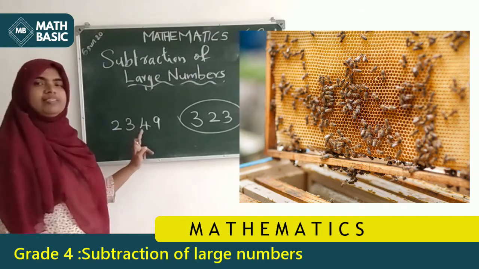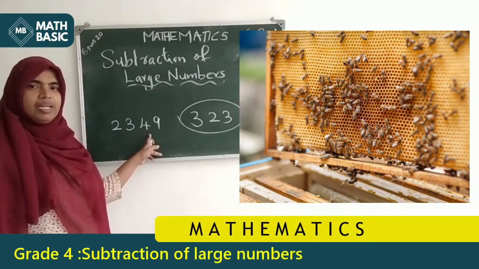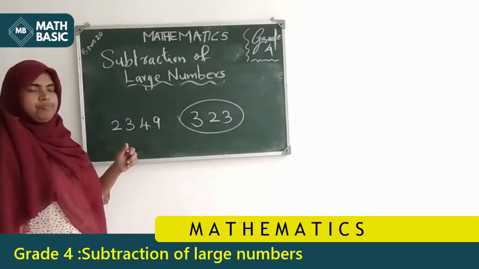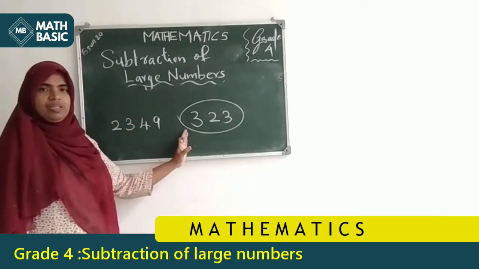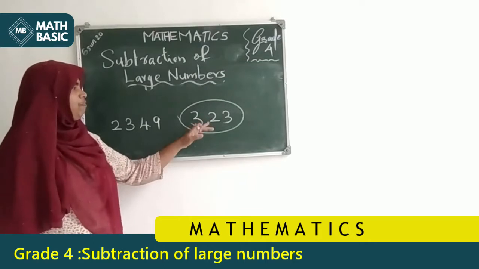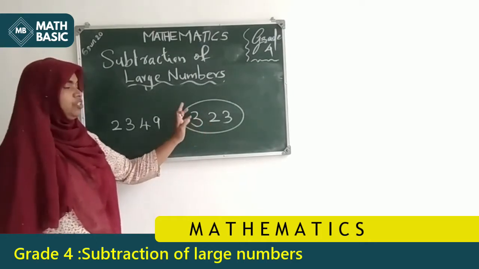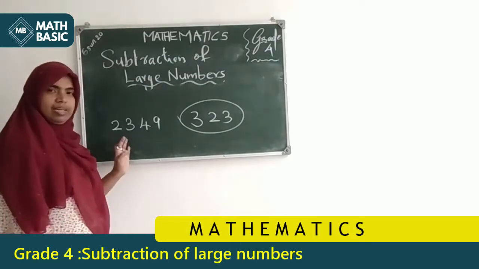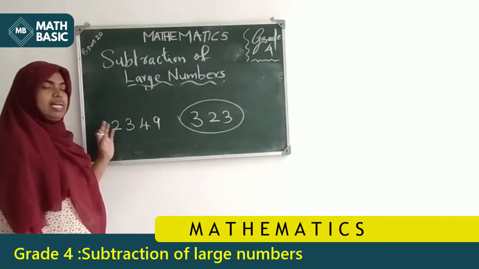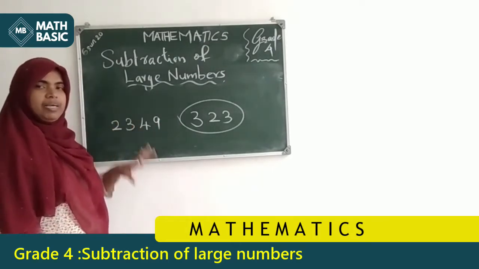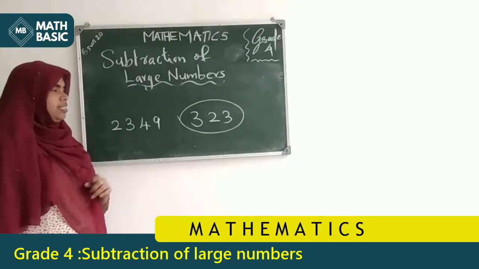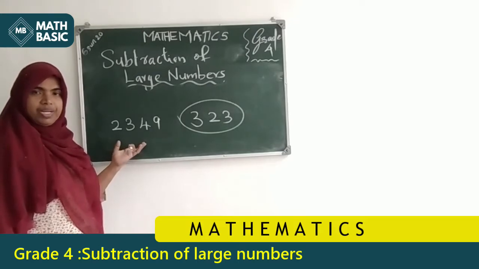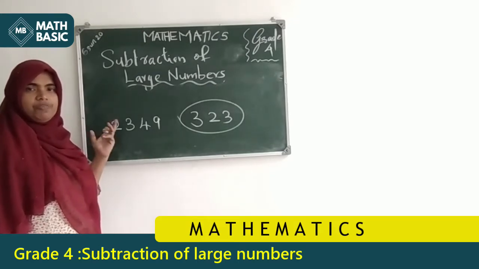I will say the question again. Here, 2349 honeybees in a beehive. Two children made them fly. Then 323 honeybees fly over. Then how many honeybees are left over in the beehive? How can we find this? Very easy. Here which operation will we do?